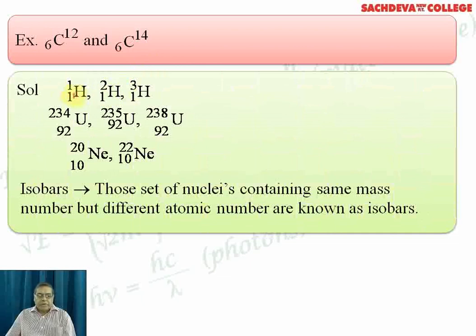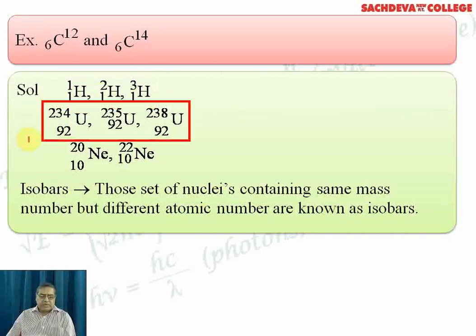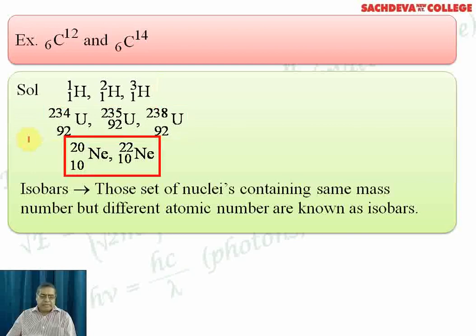Now we come to 1H1, 1H2, 1H3. We find that all of them have the same atomic number but different mass numbers. The same is the case with uranium. The same is the case with neon.